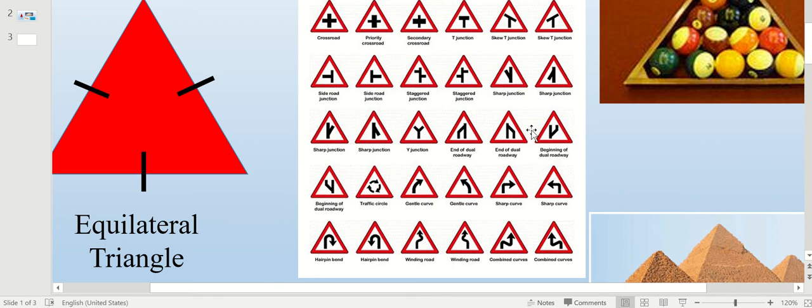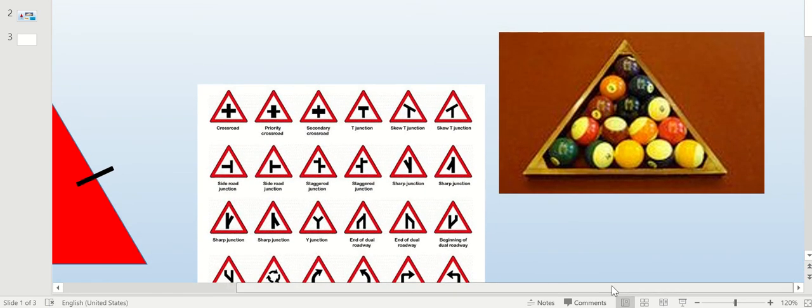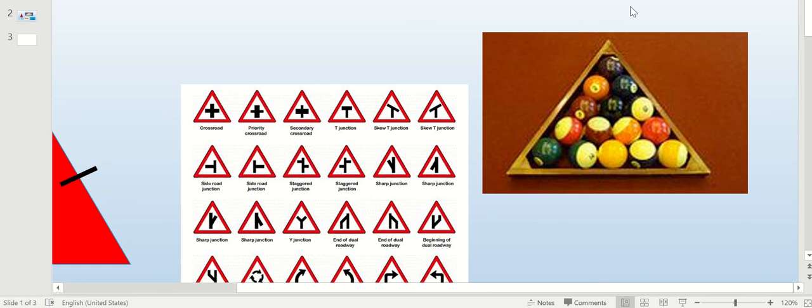This is an example. Secondly, have you seen this spot over here? You might recognize this as snooker or pool or billiards, whatever you call it. They have this wooden triangle to help the players arrange the balls in a triangle shape to start the game. This is an equilateral triangle as well. Next time if you have a chance to play pool or billiards, you can try to measure the sides of the triangle. They should all be the same.